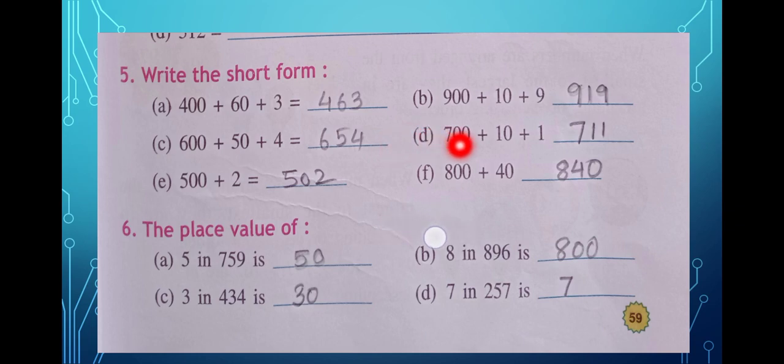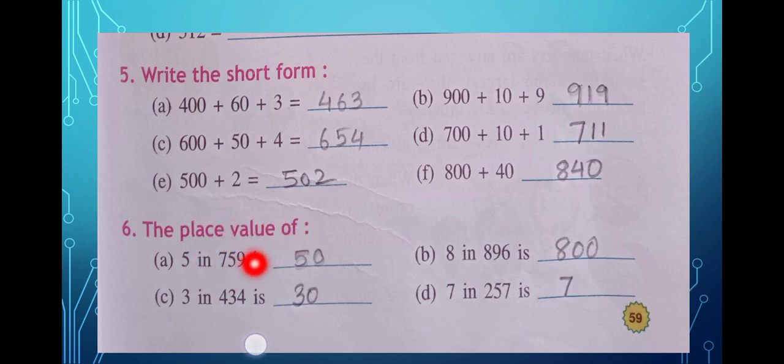Alright, so here you see 500 plus 2. You cannot write down only 5 in hundreds place and 2. If you write only 5 and 2, it will become 52. Okay, so even if nothing is given in tens place, you have to write 0. Okay, then only it will become 502. Alright? Okay. Now number 6 is place value of.